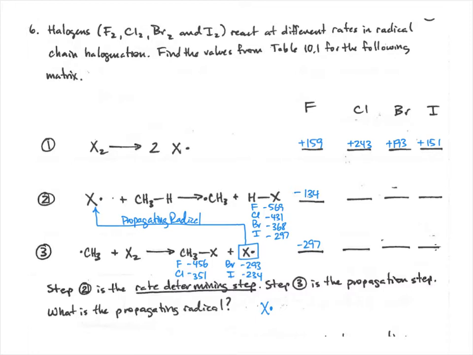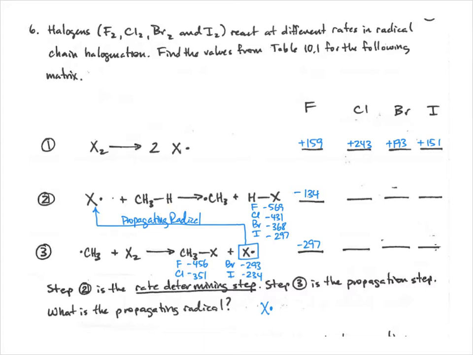Okay, so let me walk through how we did it, then I'll put the values in. Again, this is one step of the mechanism where we're taking methane and halogenating it, so we're doing a C-H substitution. On the reactant side of this step, we are cleaving the methane C-H bond.